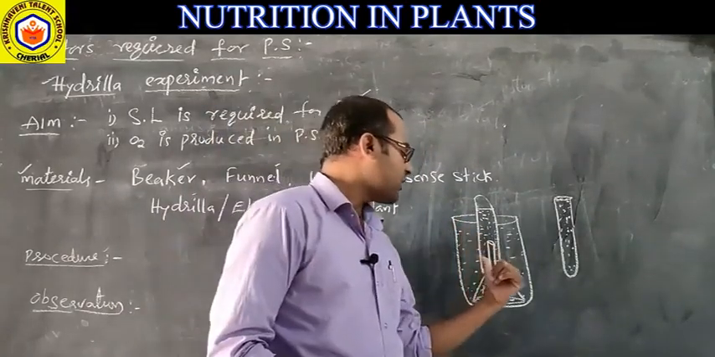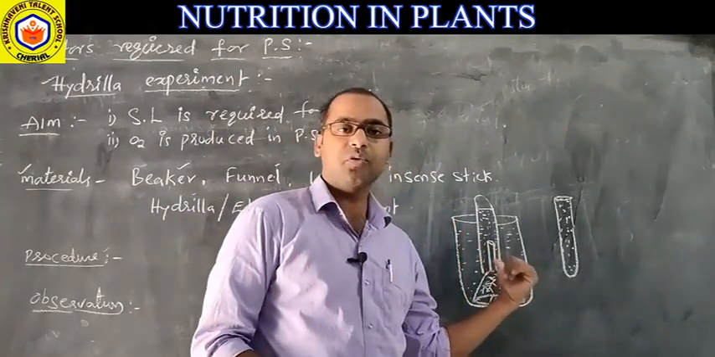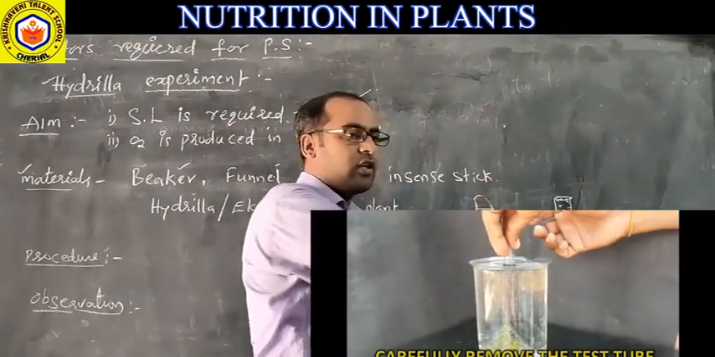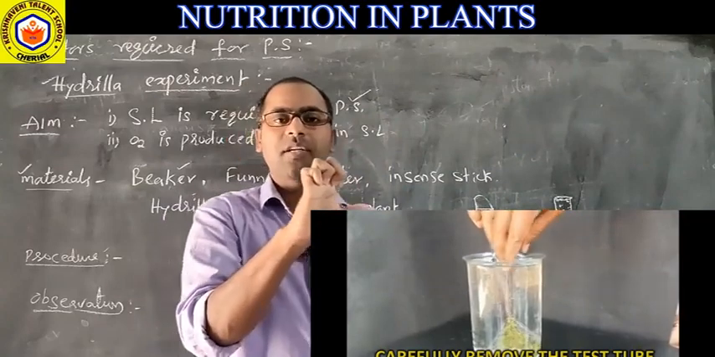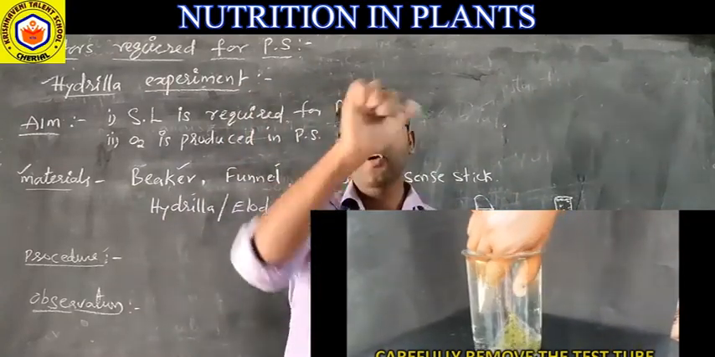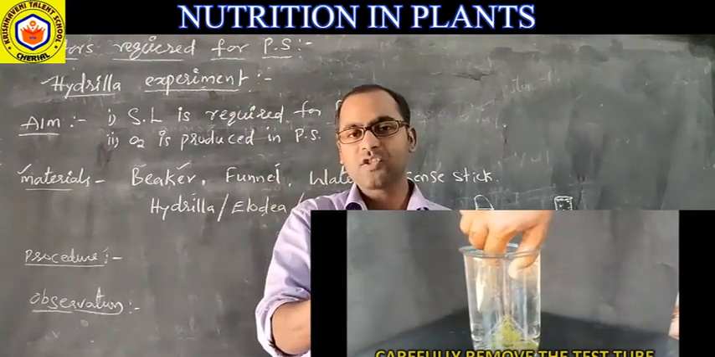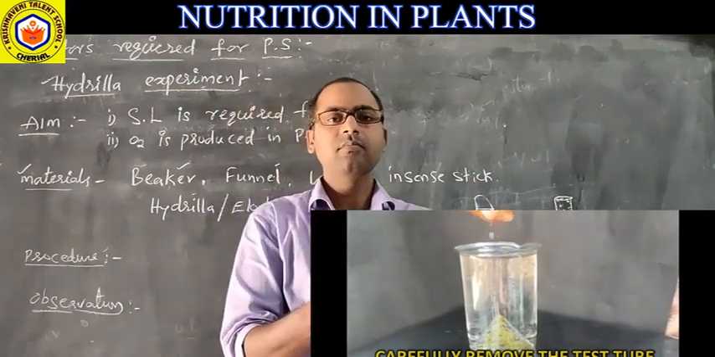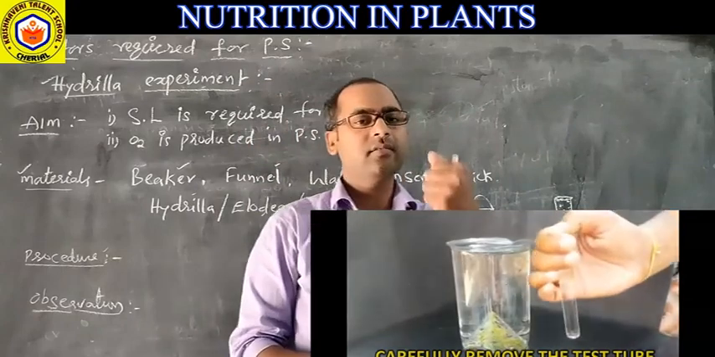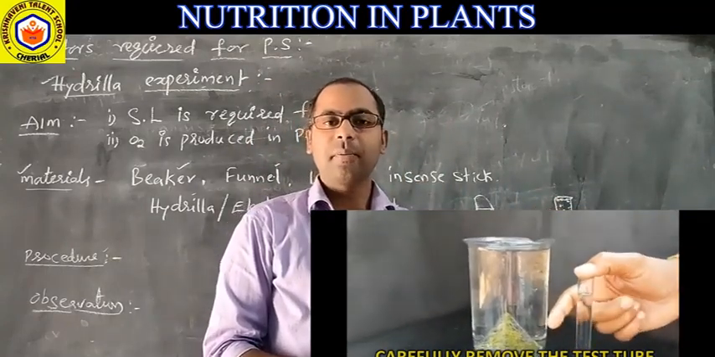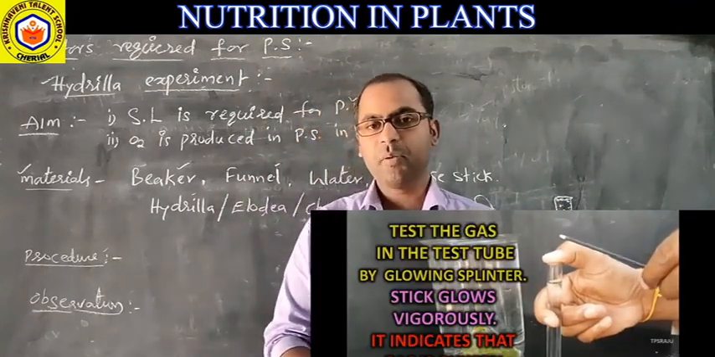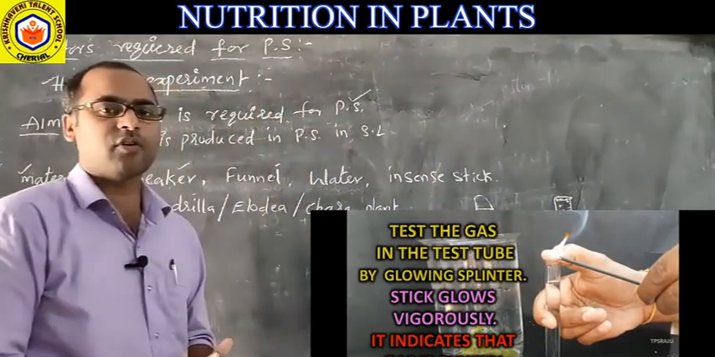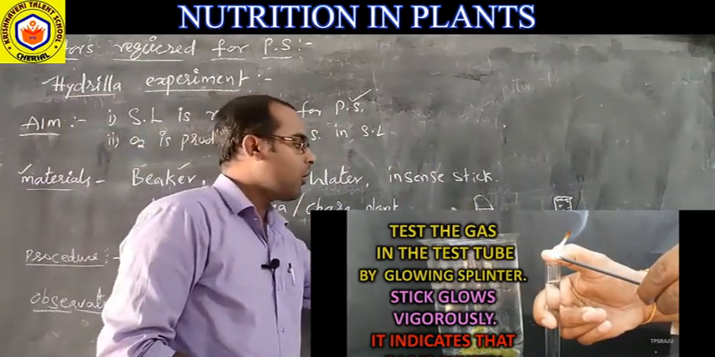Let us test whether the gas produced is oxygen or not. Let us remove the test tube carefully by holding the mouth of the test tube with a thumb. If you take the test tube out and place a glowing incense stick near the mouth of the test tube, then the incense stick will burn with a high flame. That confirms the produced gas is oxygen.